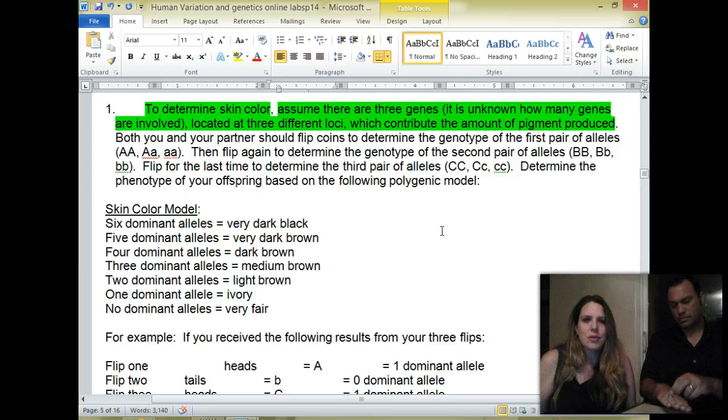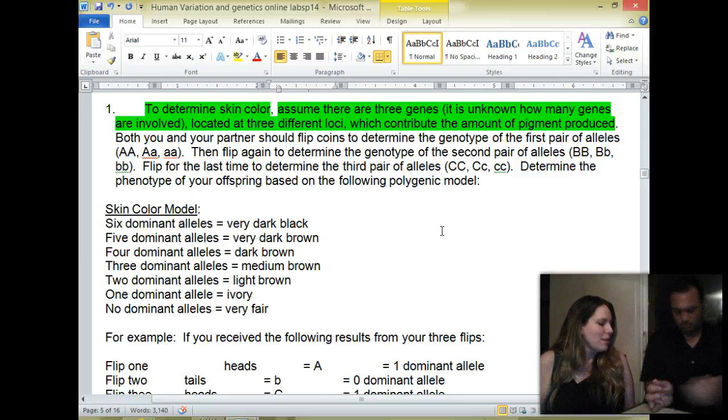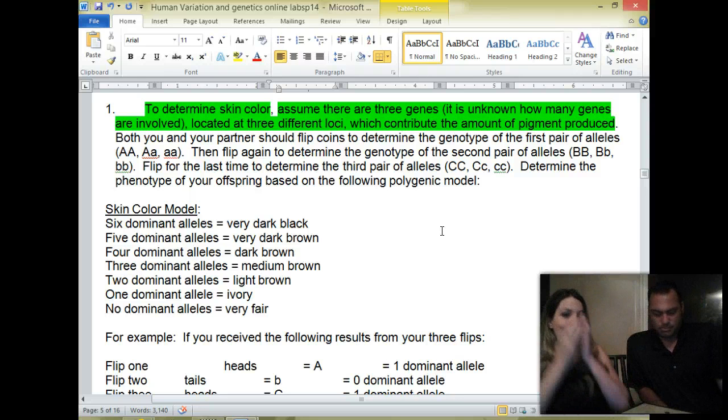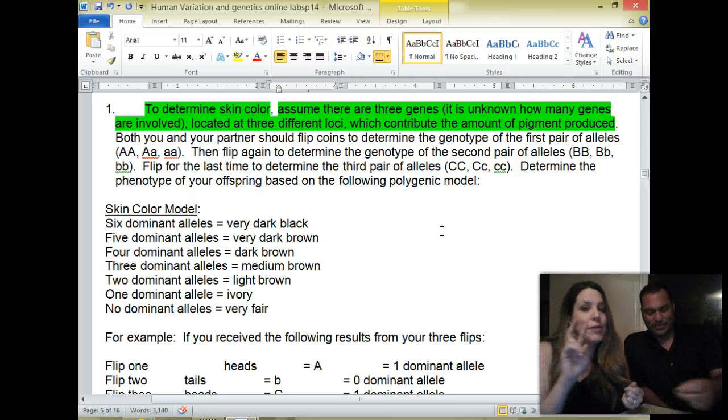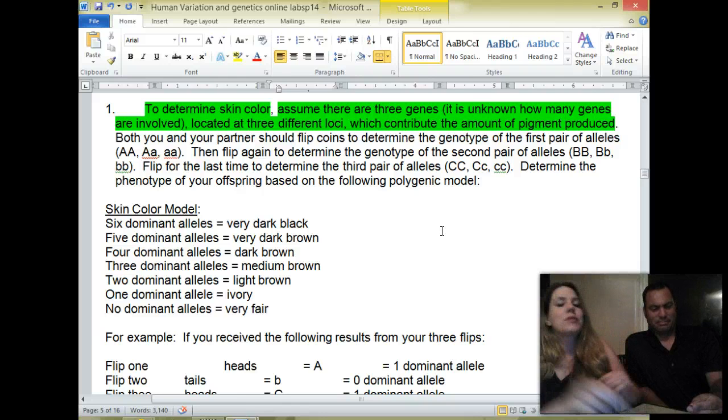Okay, so he got tails, so he's lowercase a. Got tails again, lowercase b. And lowercase c. So he's recessive for all 3 loci. I was dominant for the first 2 loci and recessive for the third.